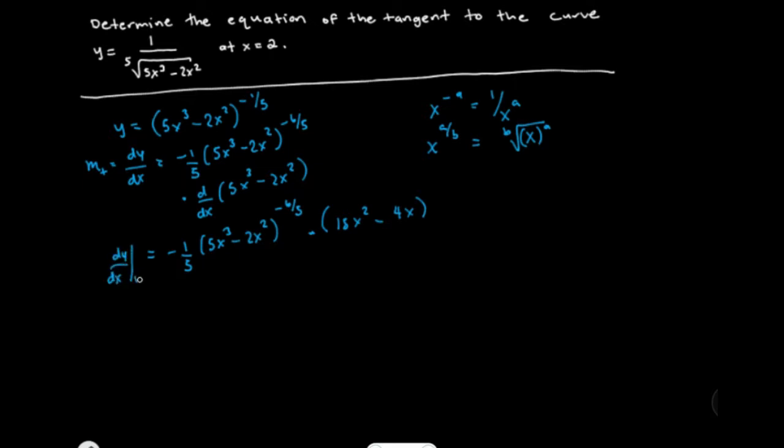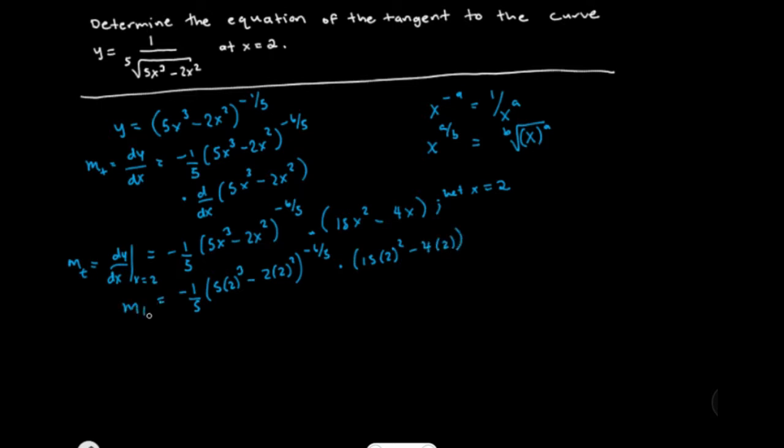And so this is your slope of the tangent, except you need to find your slope of the tangent at a single point. So I'm going to find this at x equal to 2. So this is going to be your tangent at x equal to 2. When we let x equal 2, we're going to substitute 2 into all of these values. So you get negative 1 over 5 times (2 cubed minus 2 times 2 squared) to the power negative 6 over 5 times (15 times 2 squared minus 4 times 2).